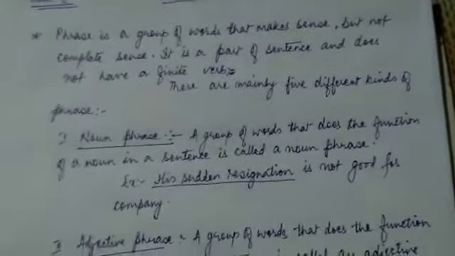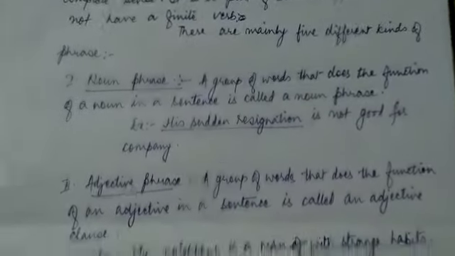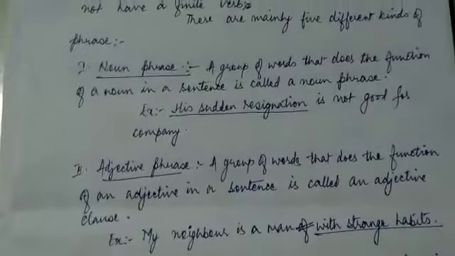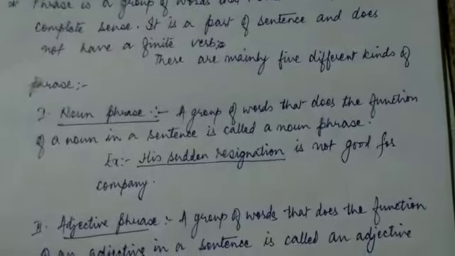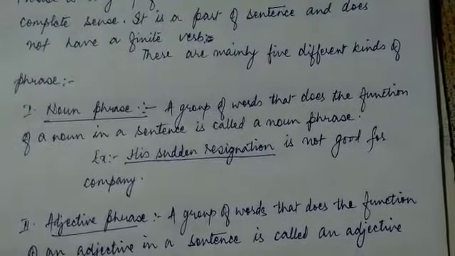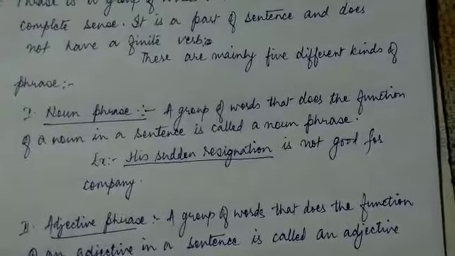Now, phrase is divided into 5 different kinds. They are called noun phrase, adjective phrase, and adverb phrase, and further on. I'm going to describe them one by one. So, noun phrase. A noun phrase is a group of words that does the function of a noun in a sentence and is called a noun phrase.